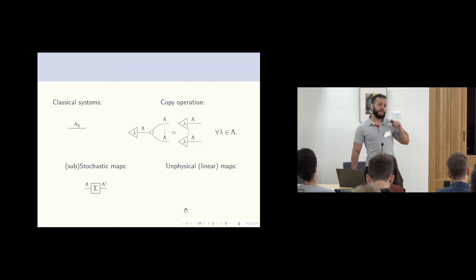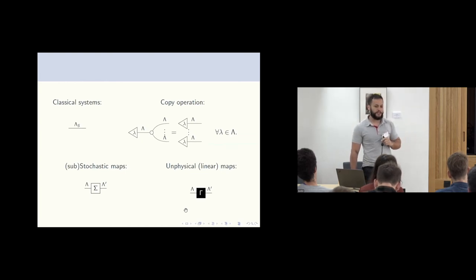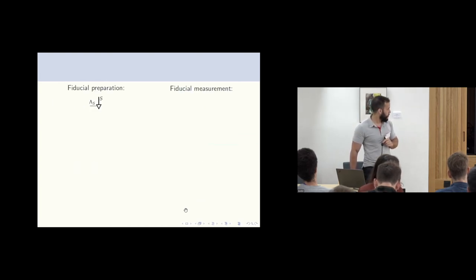But we also utilize mathematically well-defined operations that are not physical. And we will represent those by black boxes. So for instance, if you have a classical black box, this is a linear map that is not a stochastic matrix. So in this formalism, for each system type, you define a fiducial preparation that is a process that has an output, a GPT process, and has a classical input, so you can control what you are preparing. And you define one such fiducial preparation for each system.